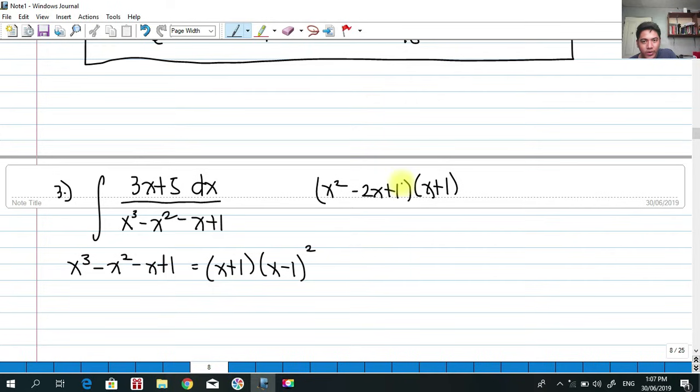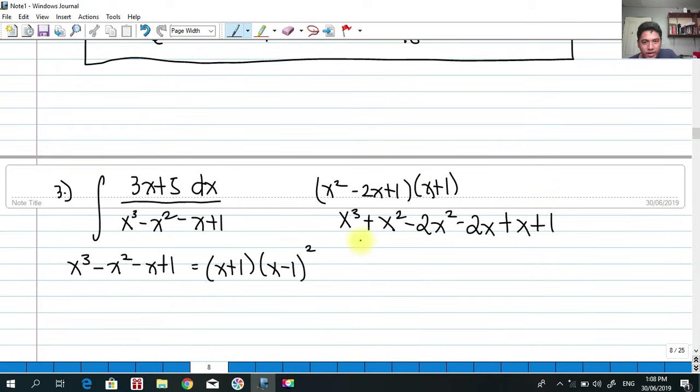So we have x squared times x is x cubed. x squared times 1 is plus x squared. Negative 2x times x is negative 2x squared. Negative 2x times 1 is negative 2x here. So we have 1 times x, that is plus x. 1 times 1, that is plus 1.